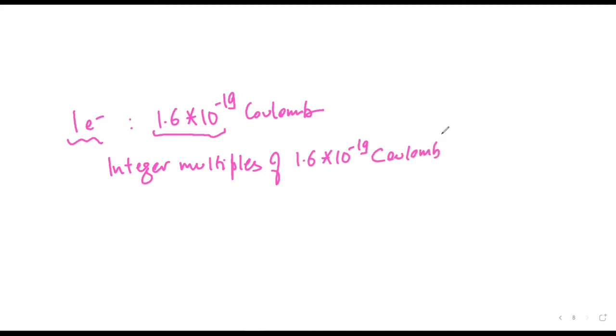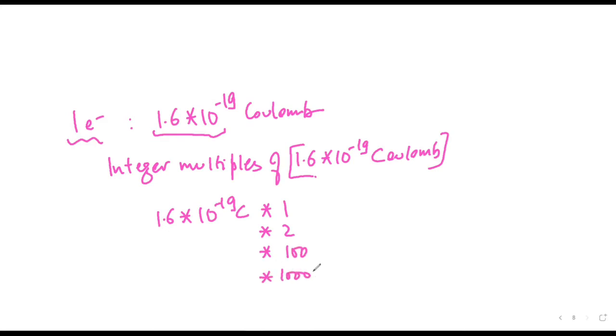Mr. Satya, there is a doubt still. So what I'm trying to tell Mr. Satya is that if you have 1.6 into 10 to the power minus 19 coulomb, now you can multiply this by 1, you can multiply this by 2, you can multiply this by 100, you can multiply this by 10,000, you can multiply this with 1 million, you can multiply this with 10 billion. But you can't multiply this by 1.5. Mr. Satya, is it making sense?